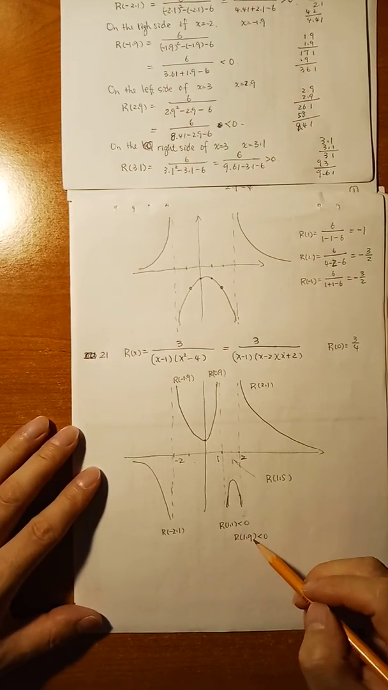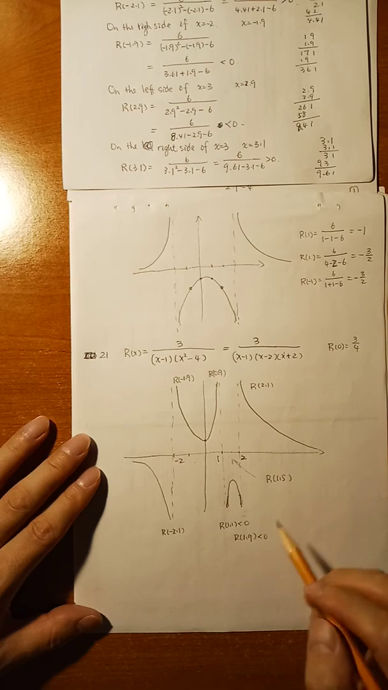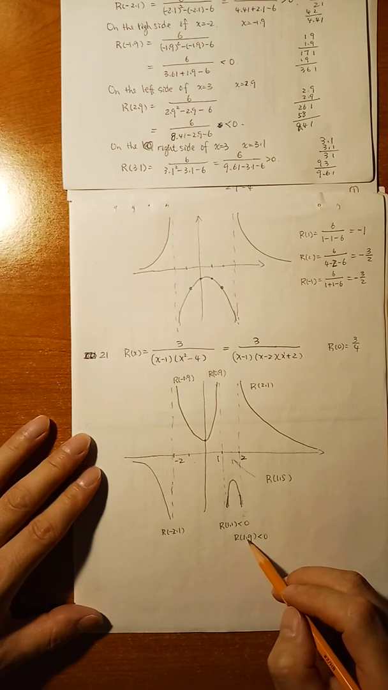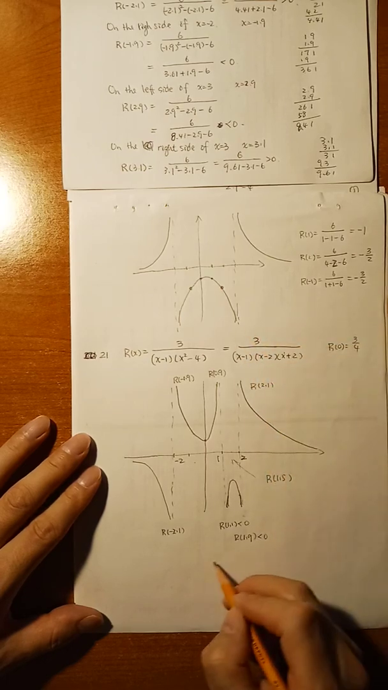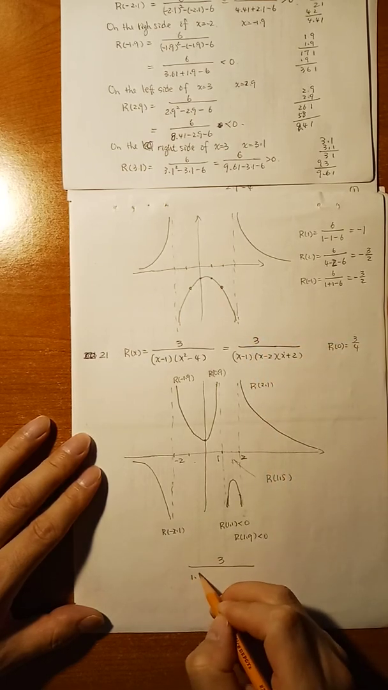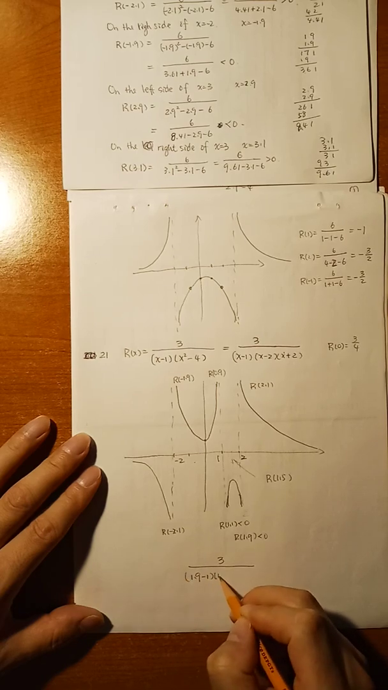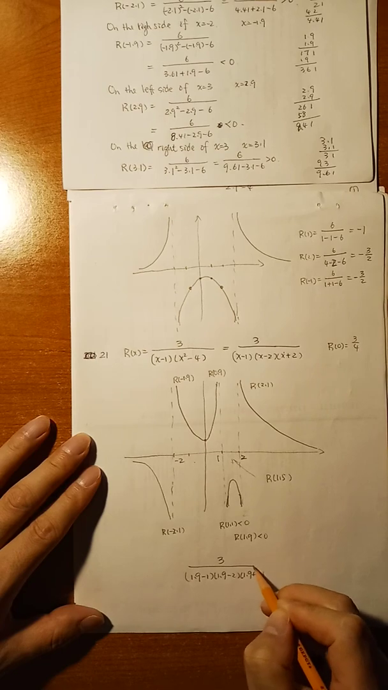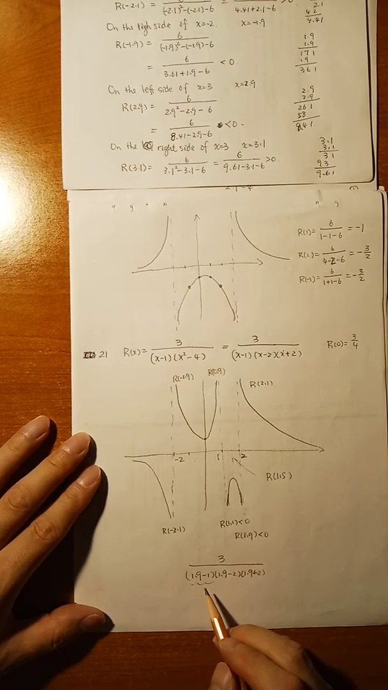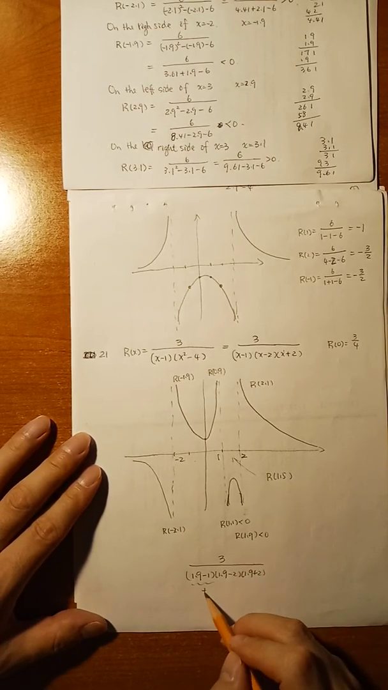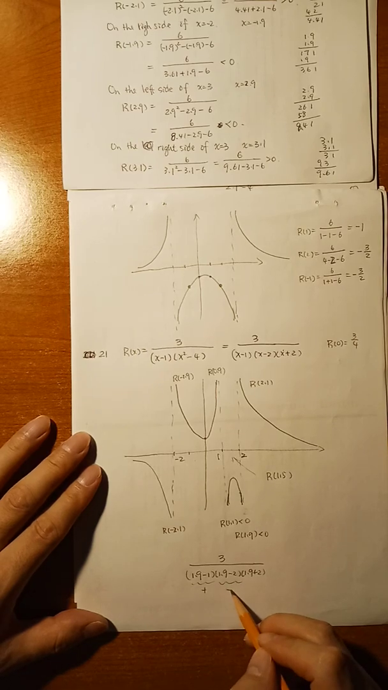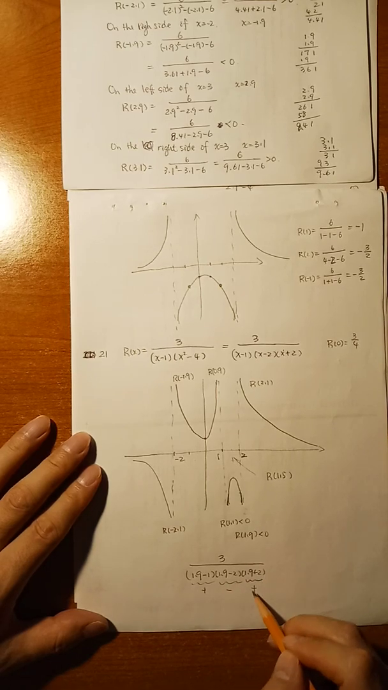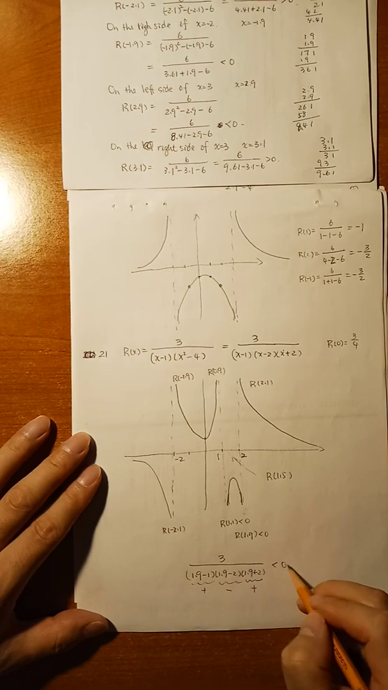But technically, I can show you how to check it. I don't want to compute. For example, this R of 1.9. I know it is negative. Why? Check here: 3, 1.9 minus 1, 1.9 minus 2, 1.9 plus 2. This is positive. 1.9 minus 1 is positive. 1.9 minus 2 is negative. 1.9 plus 2 is positive. A positive number times a negative number times a positive number is negative.